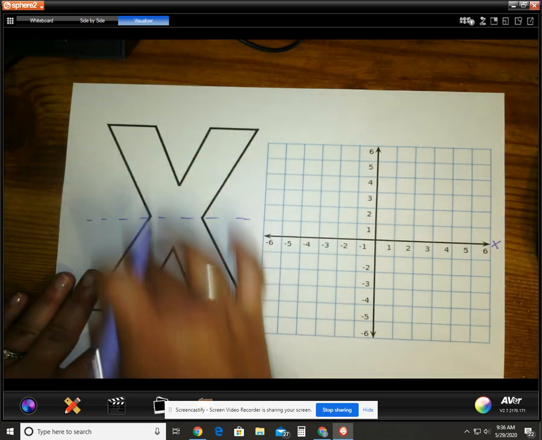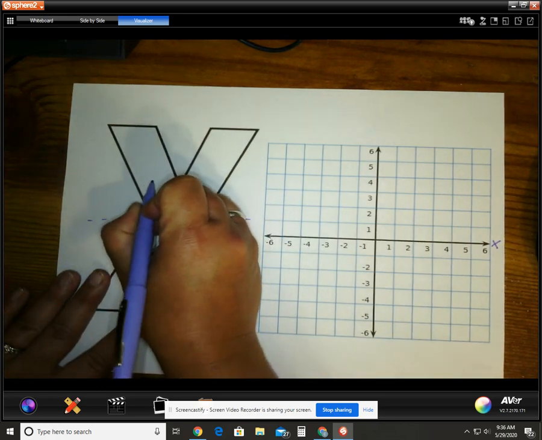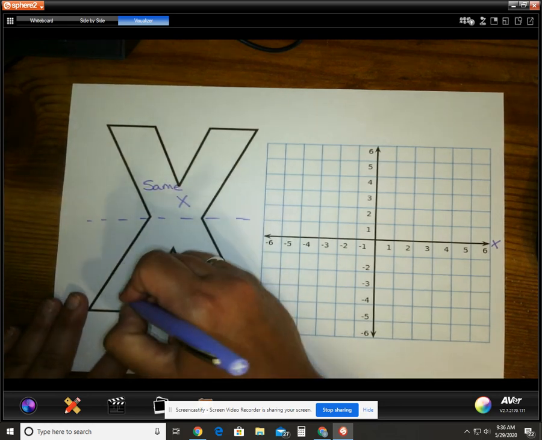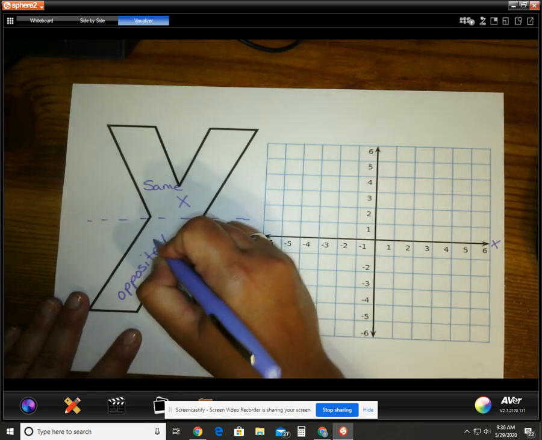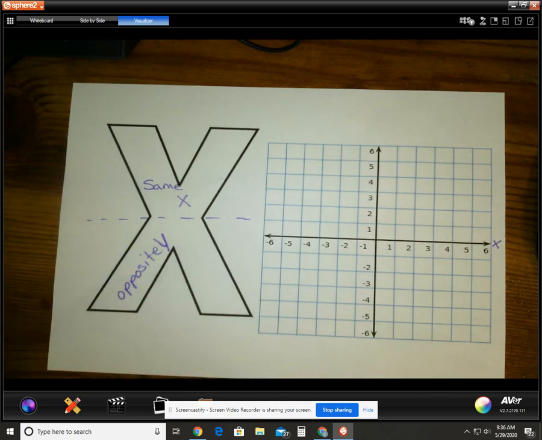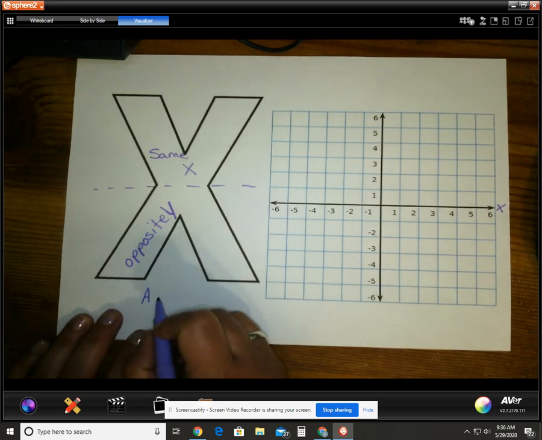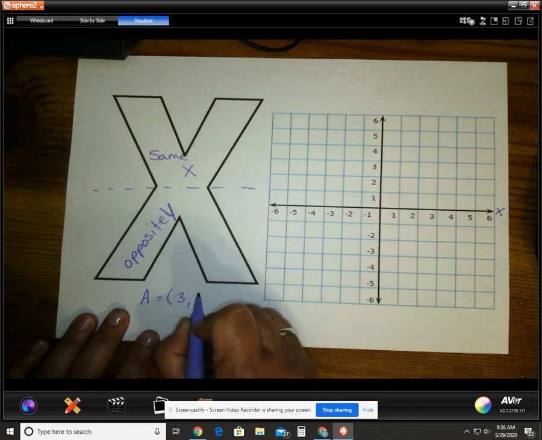So if I'm going across the x-axis, I'm going to keep the same x, and I'm going to do the opposite y. There we go, the opposite y. I made that look like it says opposite E, but that's not what it means. It's opposite y. So if I have, for example, point A, and point A is located at 3, 1.